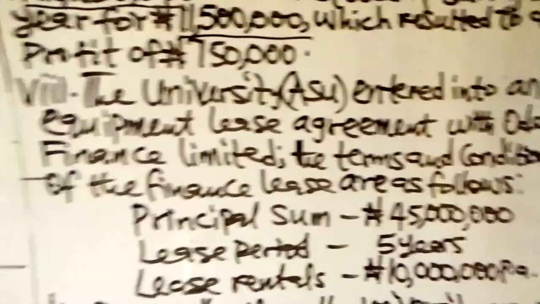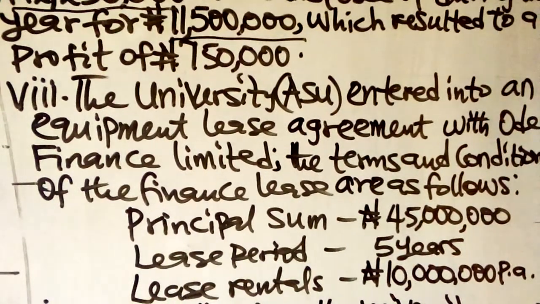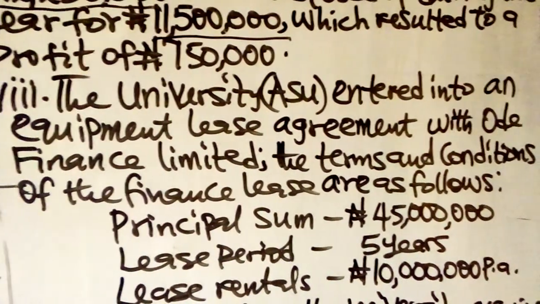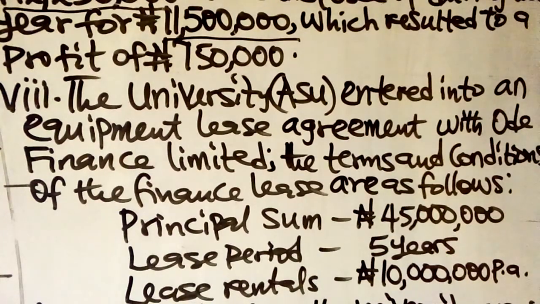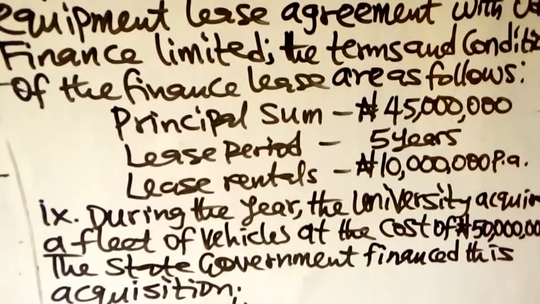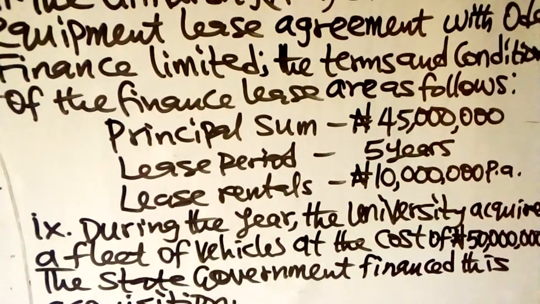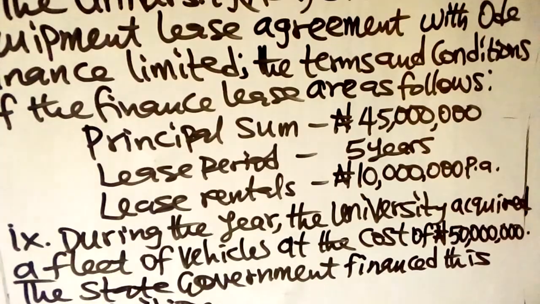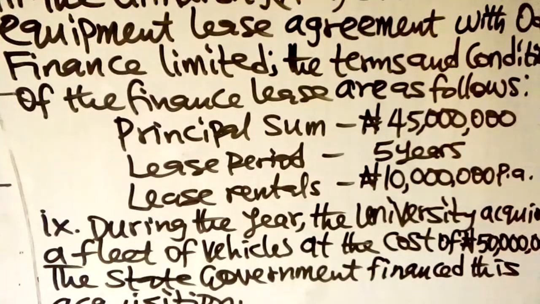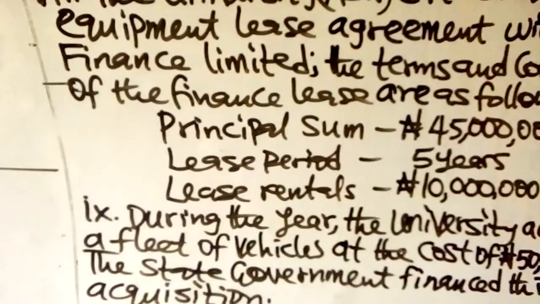The university ASU entered into an equipment lease agreement with Ode Finance Limited. The terms and conditions of the finance lease are as follows. The principal sum is 45 million. The lease period is 5 years and the lease rental is 10 million. So that 45 million will be taken to be the fair value of that lease, and that will be included under the lease addition. So it's an addition to the lease.